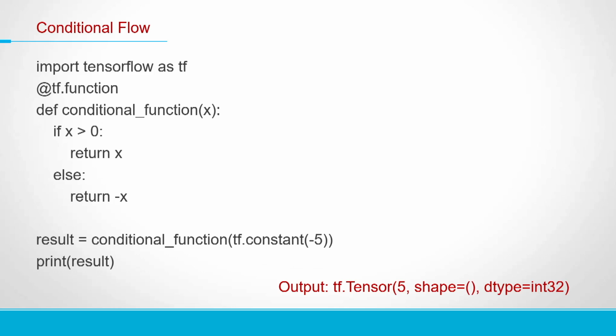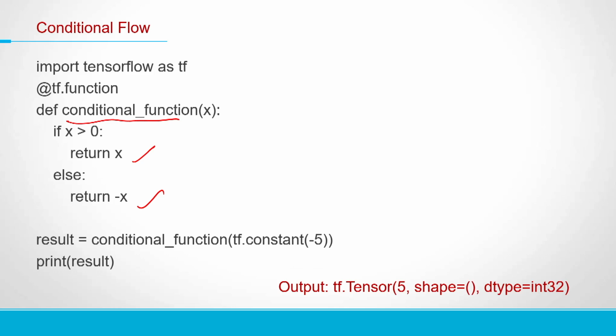Now, apart from all the functionalities and usage of tf function, there are two more features available in TensorFlow libraries, namely the conditional flow. So, depending upon the condition, how can I make a tensor display? See here we are defining a conditional function which accepts one input variable x. If x is greater than 0, we have to return x. If x is less than 0, we have to return the minus of x.